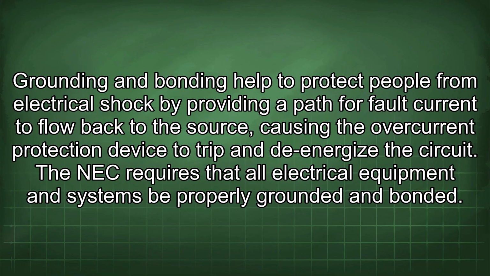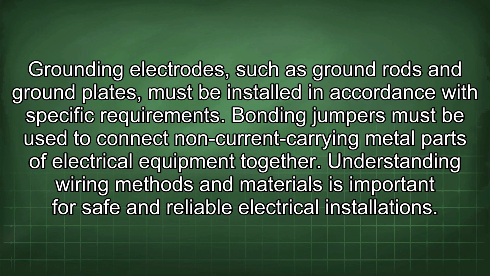Grounding and bonding help to protect people from electrical shock by providing a path for fault current to flow back to the source, causing the overcurrent protection device to trip and de-energize the circuit. The NEC requires that all electrical equipment and systems be properly grounded and bonded. Grounding electrodes, such as ground rods and ground plates, must be installed in accordance with specific requirements. Bonding jumpers must be used to connect non-current carrying metal parts of electrical equipment together.